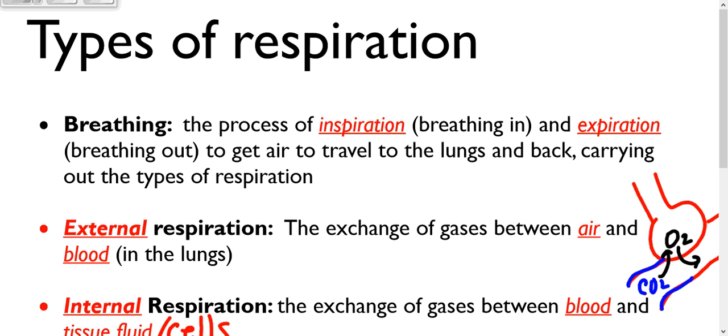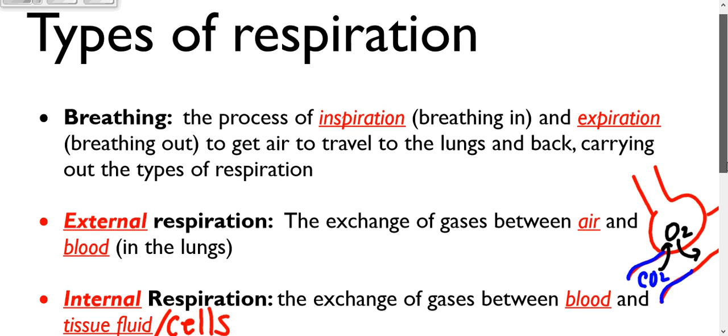So there's different types of respiration. There's breathing, external respiration, internal respiration, and then you've probably heard of cellular respiration. We're going to talk about those things. Breathing is basically the act of breathing in and breathing out. So the process of inspiration, which is the fancy science word for breathing in, and expiration, breathing out. You might have heard the words inhaling and exhaling, same idea. The whole point of breathing is to get air to travel into the lungs and back out. Once we get the air into the lungs, we can carry out the different types of respiration.